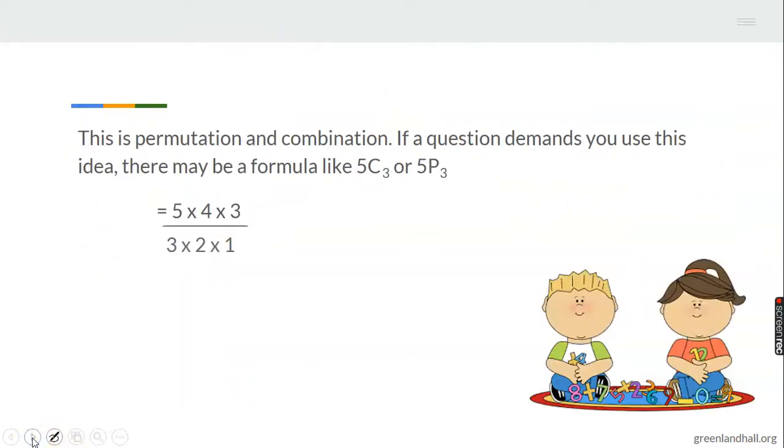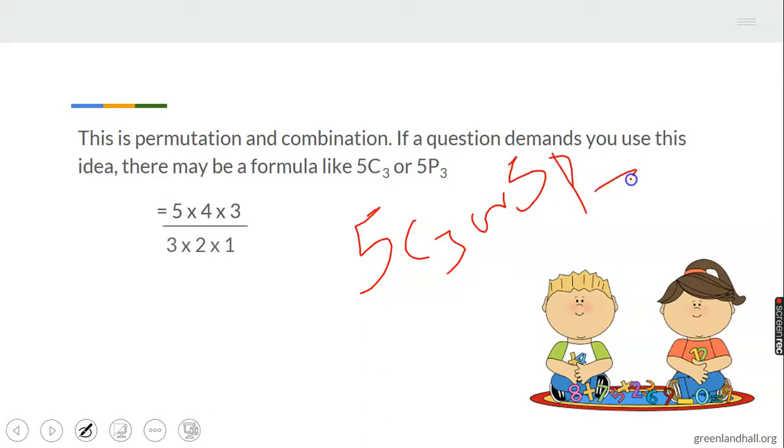Now let's get to some real business for the big boys and the girls. So the permutation and combination. Now let's do this together. We're going to use the idea because you're going to have this sometimes coming up in your activity. So let's get set. There may be a formula like this: 5 combination 3. I like to call that 5 combination 3 or 5 permutation 3.